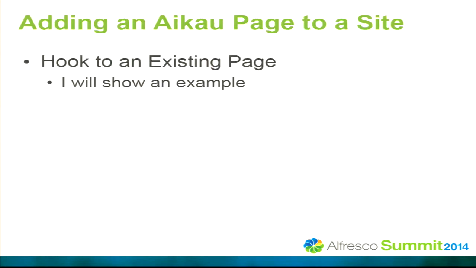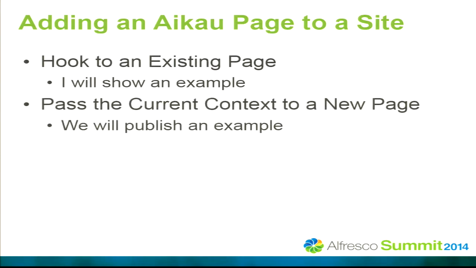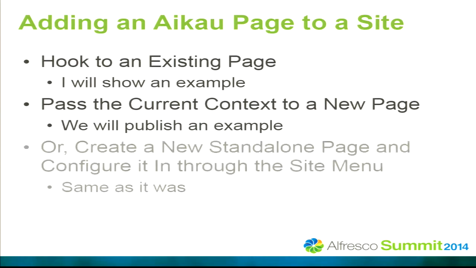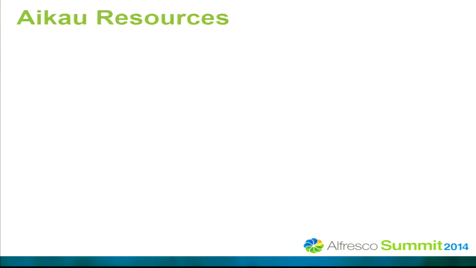So to add an Aikau page to a site, you can hook it to an existing page, especially if it's an Aikau page. That's pretty easy to do. And I'll show an example of how to do that in a couple of minutes. You can pass the current context that you have to a new page, so you can build a completely new page and just pass it through HTTP parameters or whatever you want to do. Or you can make a new standalone page, and that configuration still works the same way, like if you're adding a wiki page to a site or that type of thing. So if you're familiar with how to do that in Share, it's still the same.